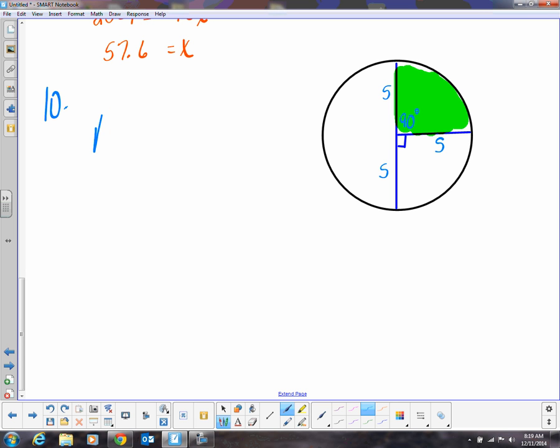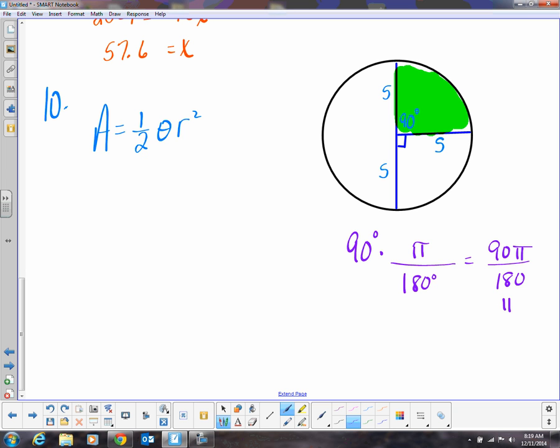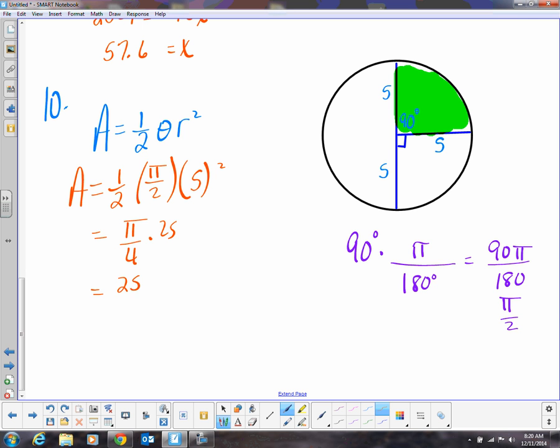What is your area formula? Okay, you should have had that on your study guide if you're paying attention this morning. Can I use 90 as it is? No. 90 degrees times what? Pi over 180 is going to be 90 pi over 180, which is the same thing as pi over 2. Where does that go in my formula? Where the theta is. Do we know our r? It is 5. So we're going to have pi over 4 times 25, or 25 pi over 4.